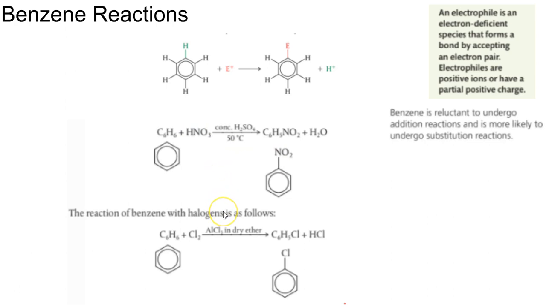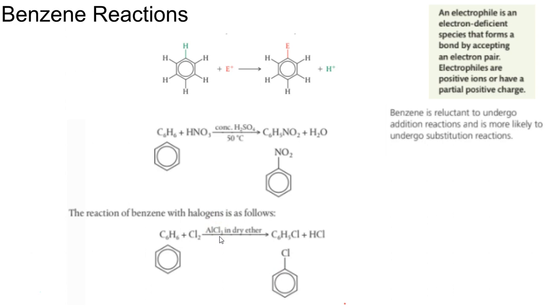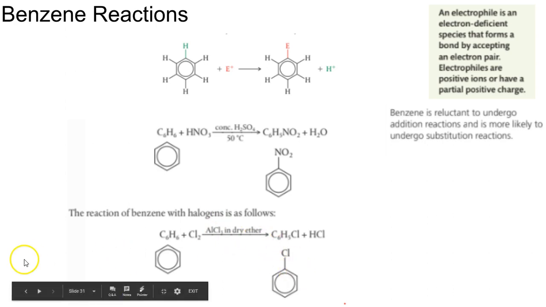We can also react them with halogens. So if I wanted to add a chlorine group to this benzene ring, I use aluminum chloride, AlCl3, in dry ether, and that will add a chlorine to the benzene ring.